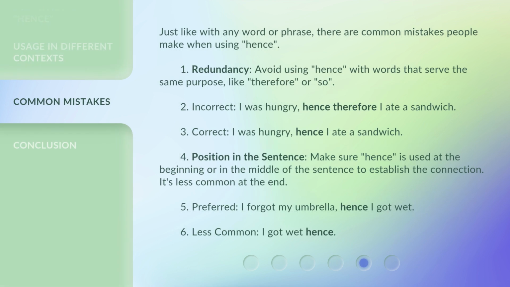Just like with any word or phrase, there are common mistakes people make when using hence. 1. Redundancy. Avoid using hence with words that serve the same purpose, like therefore or so. Incorrect: I was hungry, hence therefore I ate a sandwich. Correct: I was hungry, hence I ate a sandwich.